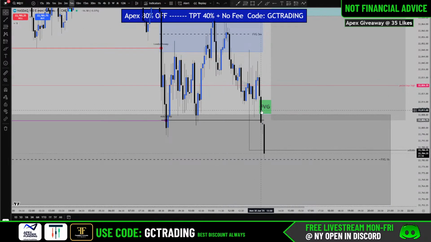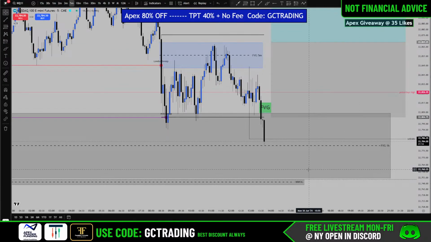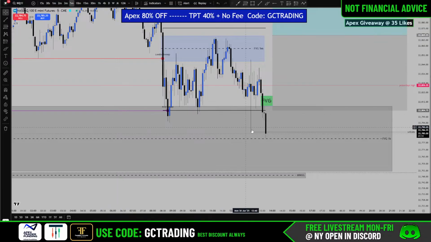Ideally, we pull back into the 5-minute gap, and then we can look to go lower, but I don't think we're going to get that. I think it's just going to kind of push.